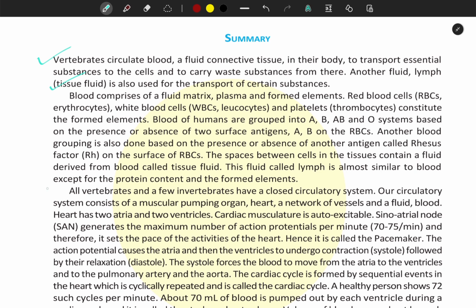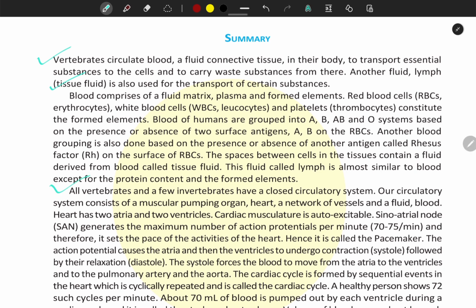Red blood cells, that is RBCs, erythrocytes, white blood cells, that is WBCs, leukocytes, and platelets, thrombocytes, constitute the formed elements. Blood of humans are grouped into A, B, AB and O systems based on the presence or absence of two surface antigens A, B on the RBCs. Another blood grouping is also done based on the presence or absence of another antigen called rhesus factor, that is Rh, on the surface of the RBCs. The spaces between cells in the tissues contain a fluid derived from the blood called tissue fluid. This fluid called lymph is also most similar to blood except for the protein content and the formed elements.